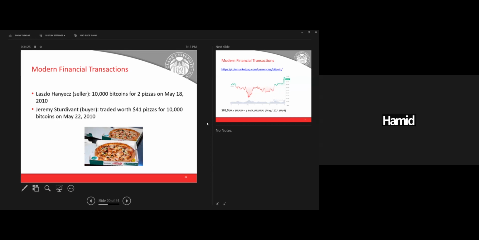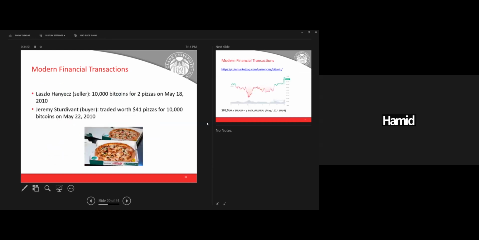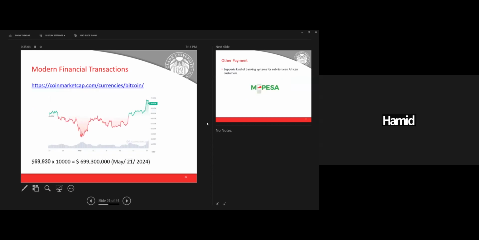Do you know how much a Bitcoin is worth right now? Almost 70K. Yes. So if that guy had kept those Bitcoins, he could have $700,000. No, more than $700 million. So that was, I think, the best trade ever. He invested $41 to get 10,000 Bitcoins on May 22, 2010. Now he has $700 million. It looks crazy, doesn't it?